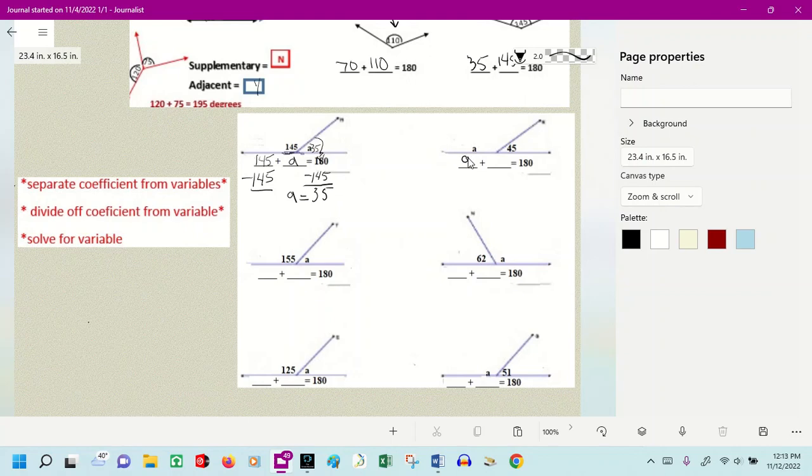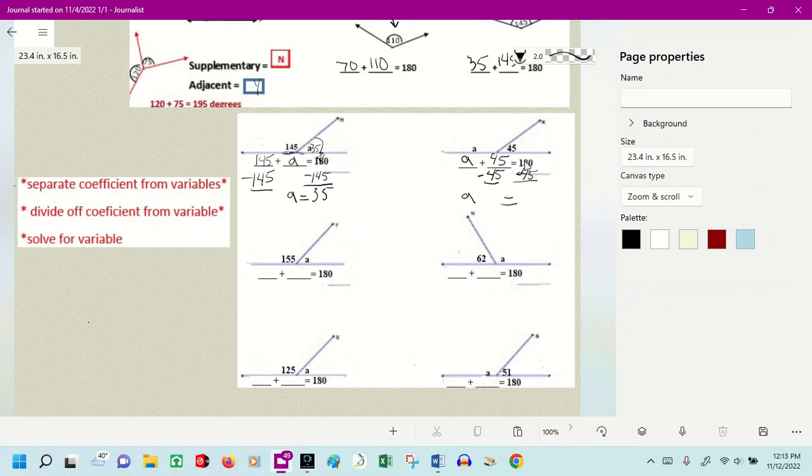We have our A, that's what we're missing, this angle here, and we have a 45-degree angle there. Okay, we are to first what? Separate our coefficients from our variable. There you go. By taking the opposite, the opposite of positive 45 is a negative 45. We must do the same over here, negative 45. Do that to the other side of the equation and bring down our A. 45 minus 45 is 0. That goes away. Bring down the equal sign.